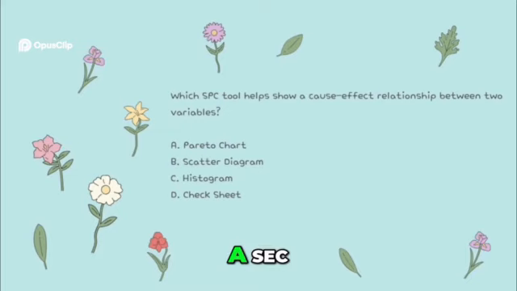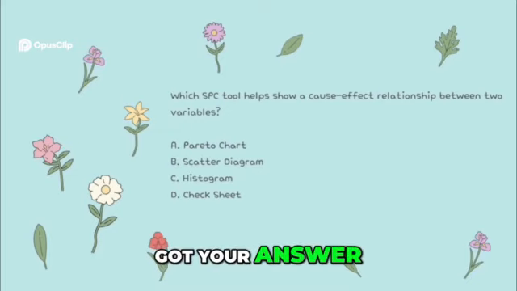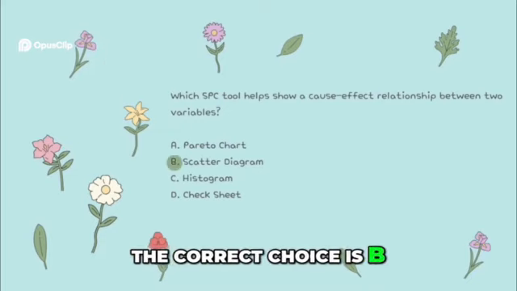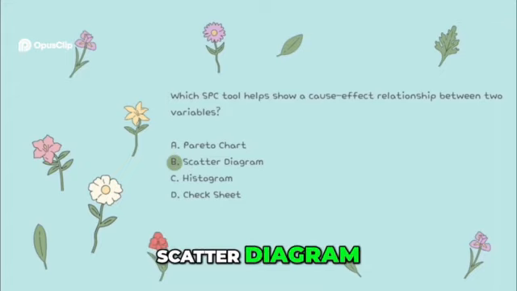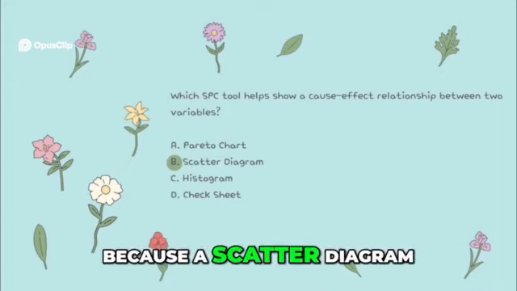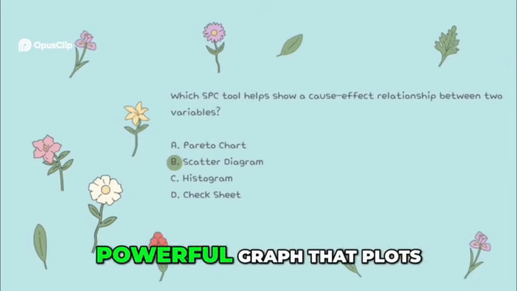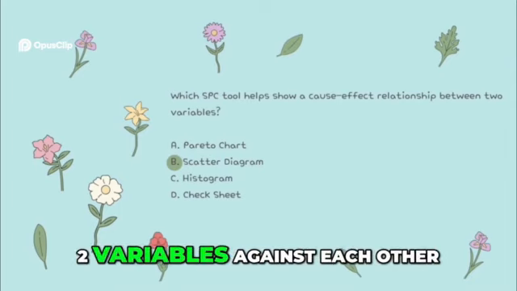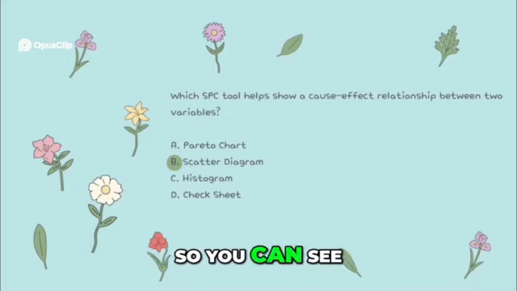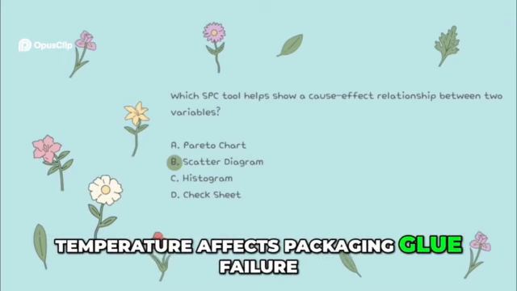Think about it for a sec. Got your answer? The correct choice is B, scatter diagram. Why? Because a scatter diagram is a simple but powerful graph that plots two variables against each other, so you can see if there's a relationship. For example, it can help us figure out if room temperature affects packaging glue failure.